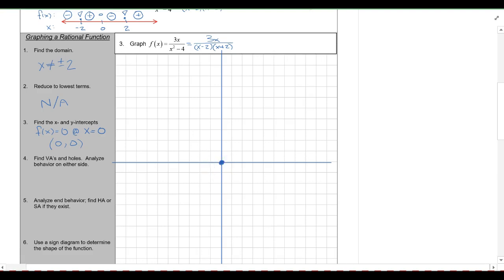Okay. Find vertical asymptotes and holes. Analyze behavior on either side. Well, let's talk about the vertical asymptotes. If you recall from the previous lesson, anytime we have a 0 in the denominator that does not cancel with one in the numerator, that's the location of a vertical asymptote. So we're going to have vertical asymptotes at x equals 2 and x equals -2. So I'd actually like to include those on the graph right now.